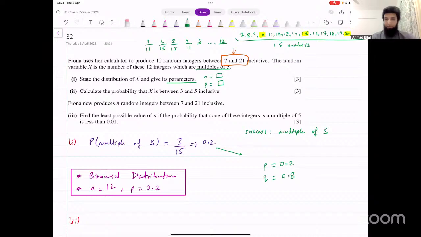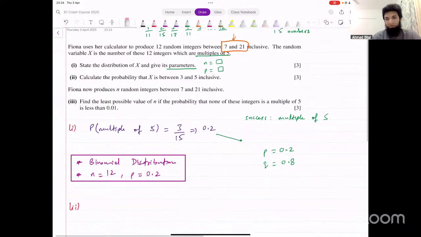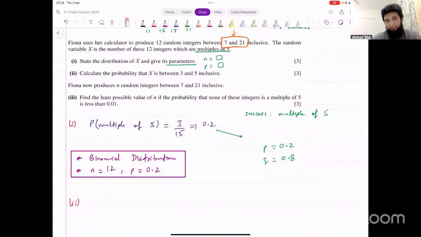n is the number of times you are repeating that experiment. So how many times are we generating the random integer? We're generating it 12 times, right? We're generating 12 integers. So n is 12. Sir, in the question it says that the random variable x is the number of these 12 integers which are multiples of 5. So multiples of 5 are just 10, 15, and 20.